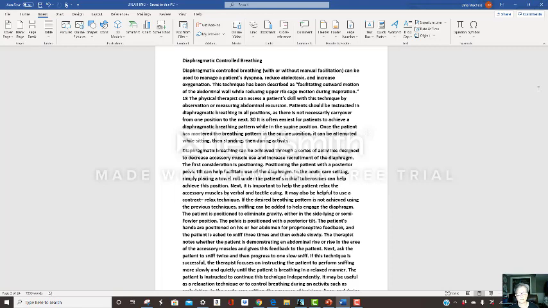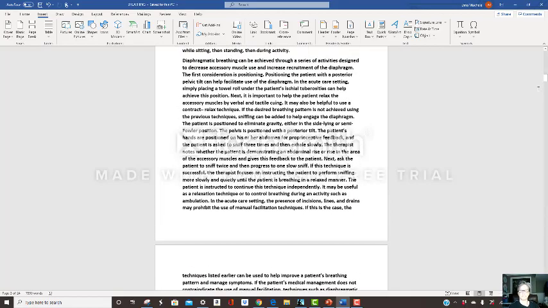It is often easiest for patients to achieve a diaphragmatic breathing pattern while in the supine position. Once the patient has mastered the breathing pattern in the supine position, it can be attempted while sitting, then standing, then during activity. Diaphragmatic breathing can be achieved through a series of activities designed to decrease accessory muscle use and increase recruitment of the diaphragm.